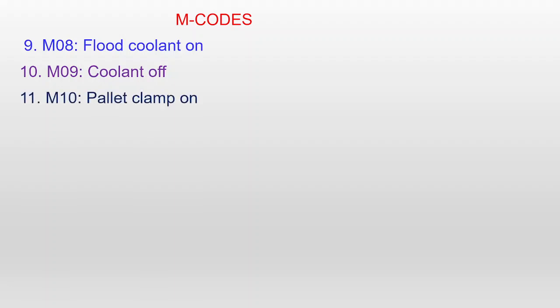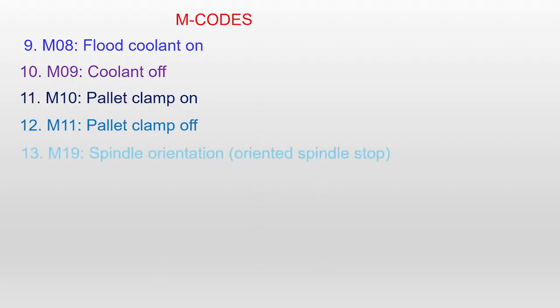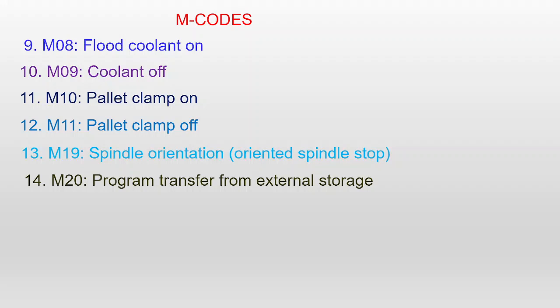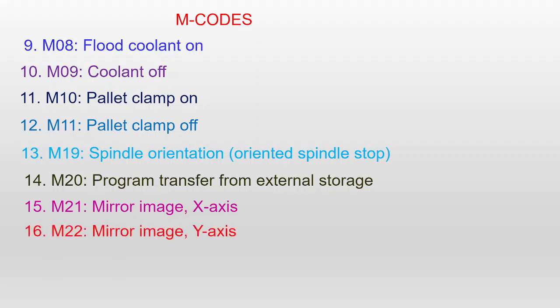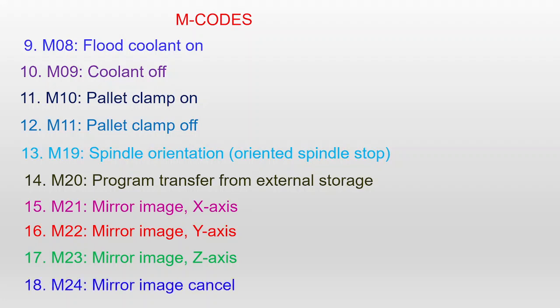M10, pallet clamp on. M11, pallet clamp off. M19, spindle orientation, oriented spindle stop. M20, program transfer from external storage. M21, mirror image about x-axis. M22, mirror image about y-axis. M23, mirror image about z-axis. M24, mirror image cancel. Whatever the previous mirror image will be, that will be cancelled by using this code M24.